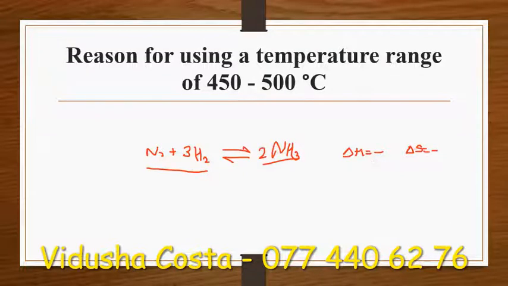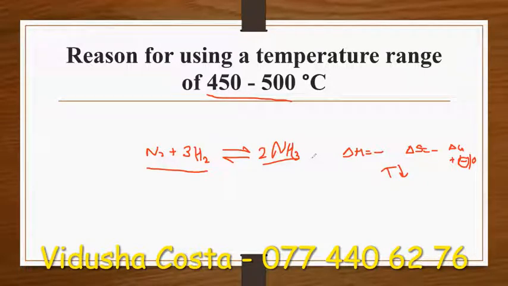If delta H is minus and delta S is minus, we consider delta G can be plus, minus, or 0. Earlier I told you, in the plus situation, at high temperature you get delta G minus. If it is a minus situation, at low temperatures, if you use a low temperature, the reaction becomes spontaneous and delta G becomes minus. Then why do we need 450 to 500, which is a high temperature? Thermodynamically, low temperatures are favorable.